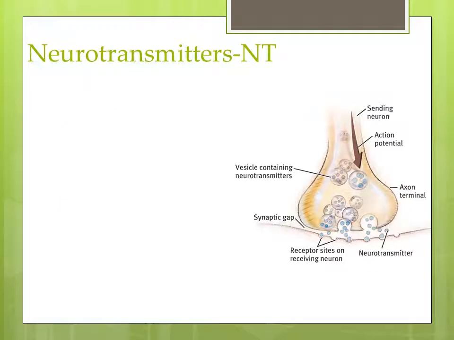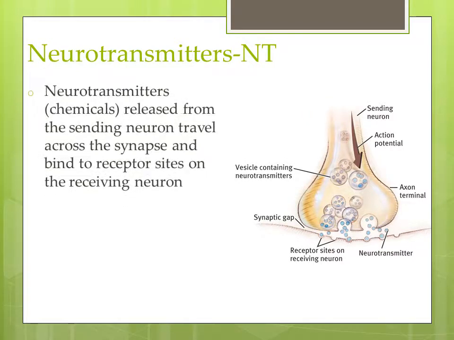Basic vocab you should already know: neurotransmitters. Neurotransmitters are chemicals released from the sending neuron. Those were our nerds in the demo from class. They travel across the synapse and bind to receptor sites on the receiving neuron. So receptors are what pick up the different neurotransmitters. So you have your picture here. This is the sending neuron. This is the action potential occurring, the firing, sending the message.